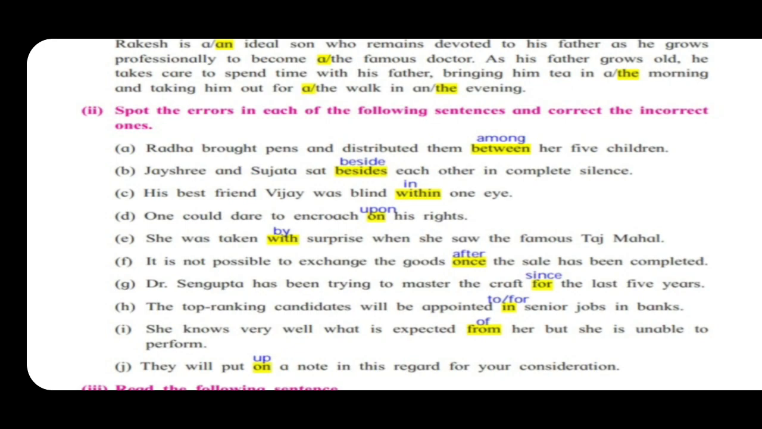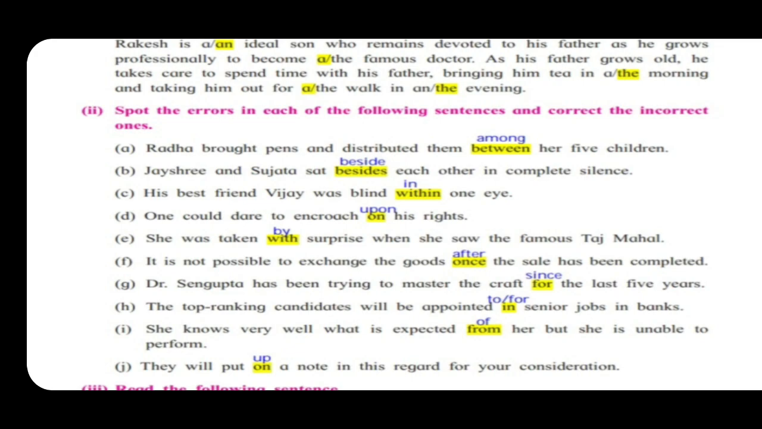Next is, it is not possible to exchange the goods once the sale has been completed. Once is the incorrect word. You'll write, it is not possible to exchange the goods after the sale has been completed. After is the correct word. Dr. Sen Gupta has been trying to master the craft for the last 5 years. For is incorrect. Dr. Sen Gupta has been trying to master the craft since the last 5 years. Since is the correct word.